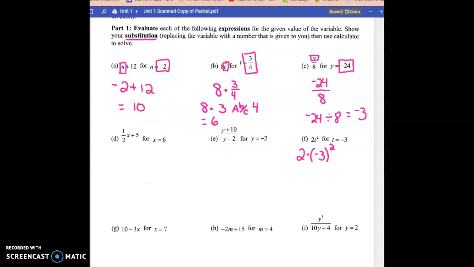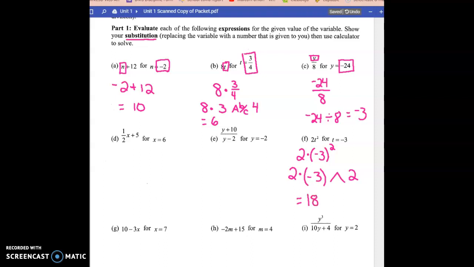I'm going to do 2, and again, there's my dot as my times, parentheses, -3, close my parentheses. I'm going to use that caret symbol to put in an exponent of 2. Okay, so you should be able to type that in and hit your equals and see what it gives you. You should come up with 18, positive 18.